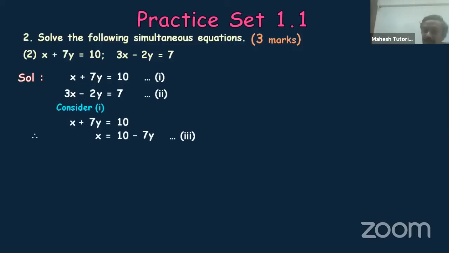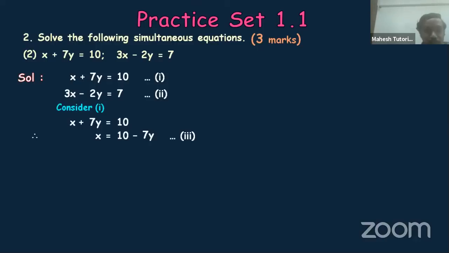Now what I'll do is, I will put this value of x in that equation which we had not considered. Listen to me very carefully, students. I'll put this value of x in that equation which we had not considered. Tell me students, which equation did we consider? It was equation 1. So which equation had we not considered?